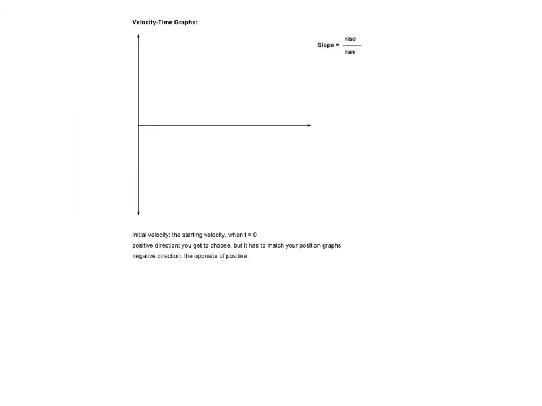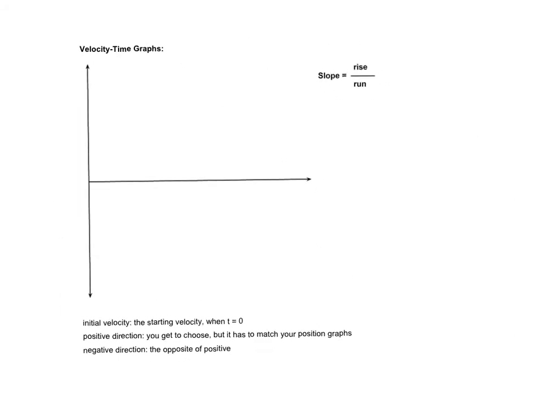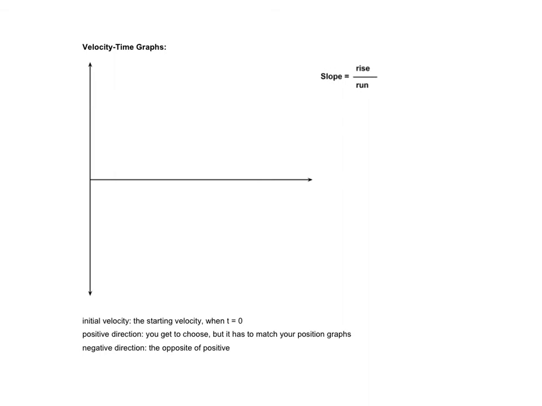And I promise this one won't take as long. The other type of graph that we are doing is the velocity time graph, which is similar in that time is going to be on our horizontal axis measured in seconds. But this time we're going to look at velocity. Velocity is going to be measured in meters per second. So it's going to be time and velocity. And velocity is how fast you're going in a certain direction.